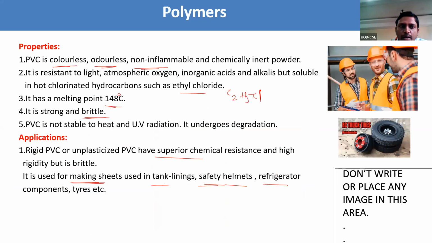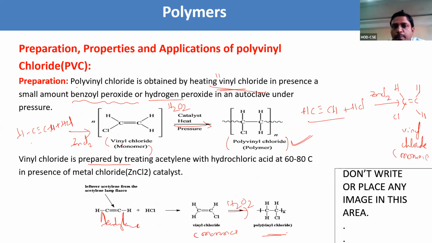This is about the preparation, properties and applications of polyvinyl chloride. PVC is obtained by heating vinyl chloride in the presence of a small amount of benzyl peroxide or hydrogen peroxide in an autoclave under pressure. Heating under pressure gives polyvinyl chloride, a polymer.